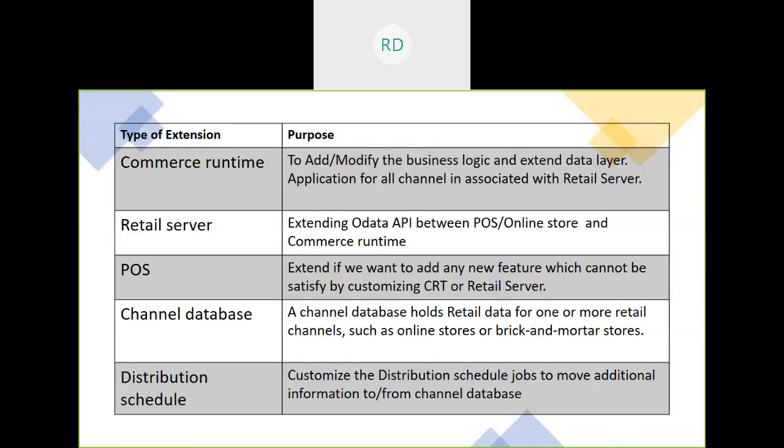So the HQ table customer will be mapped to the channel database table as a customer table first, and CDX will then take care to move the data from HQ to the client. But in case you added a new table in HQ and you want that data to be synced with the channel database, what we will do is create that same table in the channel database and modify the distribution schedule to move this data from HQ to the channel database. So these are the areas where we actually do the customization.